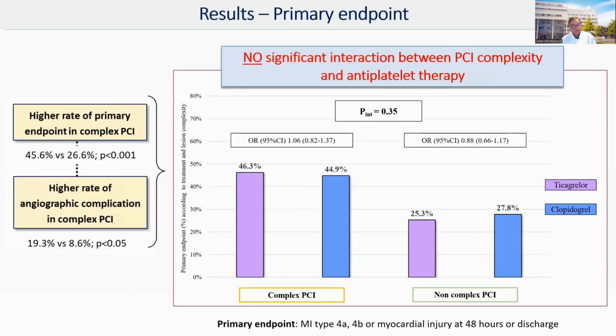So this is what we found for the primary endpoint. Again, periprocedural MI and myocardial injury. Of course, with complex PCI, and that was expected, we have more events than with non-complex PCI, roughly 45% of events with complex PCI and 25% with non-complex PCI. But importantly, there was absolutely no significant interaction between PCI complexity and antiplatelet therapy, the randomized groups, for the primary endpoint. So clearly, again, even for these complex cases, there was no advantage of Ticagrelor over clopidogrel.